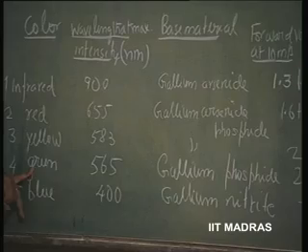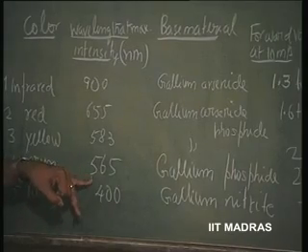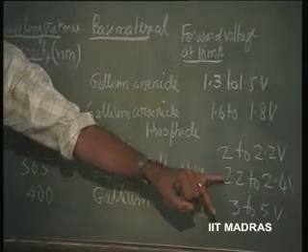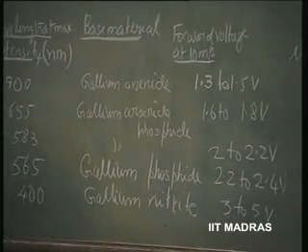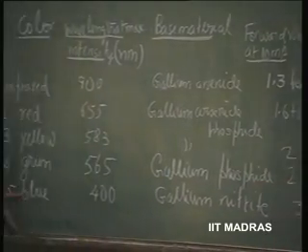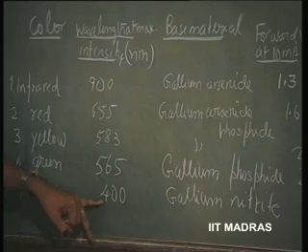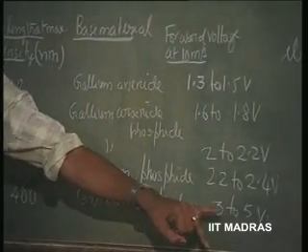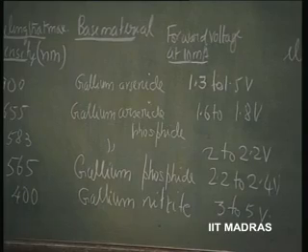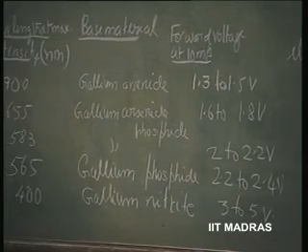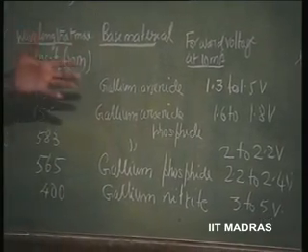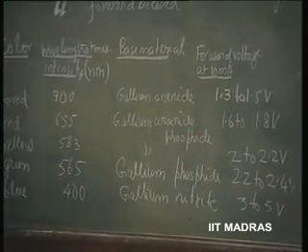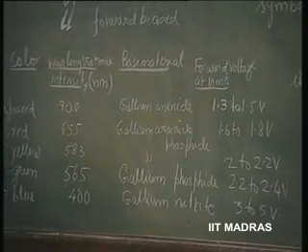Green color 565 nanometers, gallium phosphide now, 2.2 to 2.4 volts forward voltage. Blue color 400 nanometers wavelength, gallium nitride is the material and 3 to 5 volts is the forward voltage. So, you should know these typical values for different colors so as to design a circuit to bias this so as to emit light.